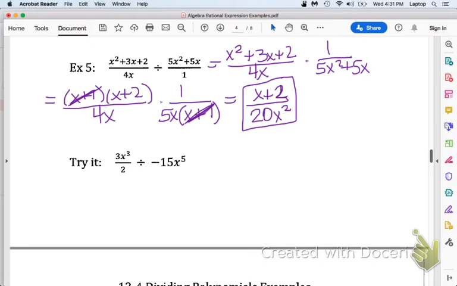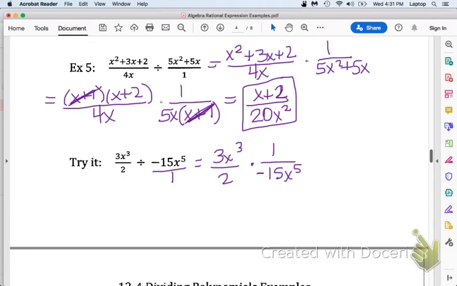All right, so here's an example in the try it of division. We want to put this over 1. So anytime you have something that isn't already over 1 or over another denominator, we're going to put it in the form of multiplication. So 3x cubed divided by 2 times this 1 over the negative 15x to the 5th power.